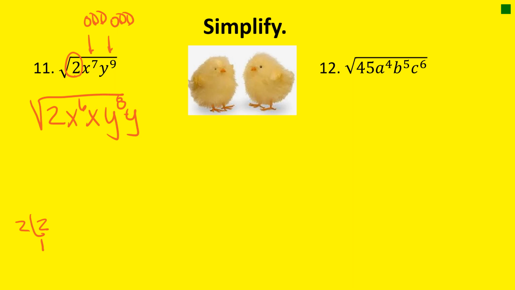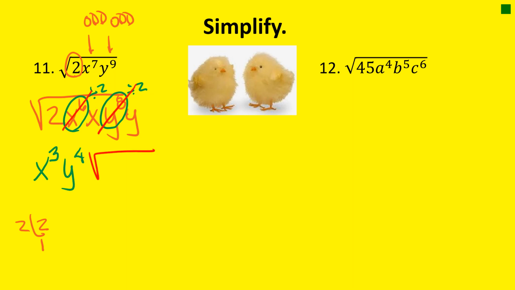Now, what comes out? This one and this one are even, so I'm going to divide them by 2. 6 divided by 2 is 3. 8 divided by 2 is 4. Everybody else didn't make it out, so the 2, the x, and the y stay inside.